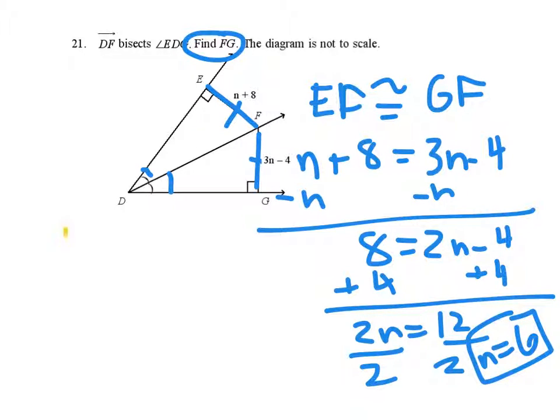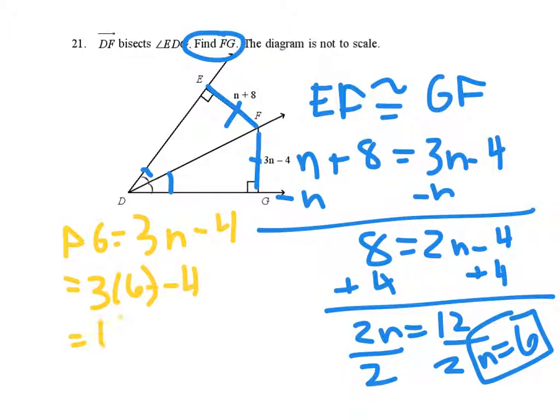I know that FG equals 3N minus 4. So we're going to go ahead and plug in that 6. So we're going to do 3 times 6 minus 4, which is 18 minus 4, which equals 14. So my final answer for this one would be FG equals 14.